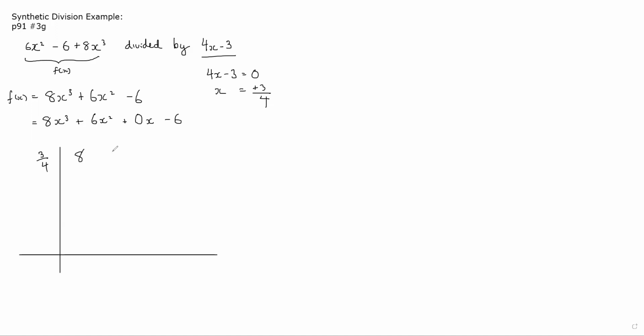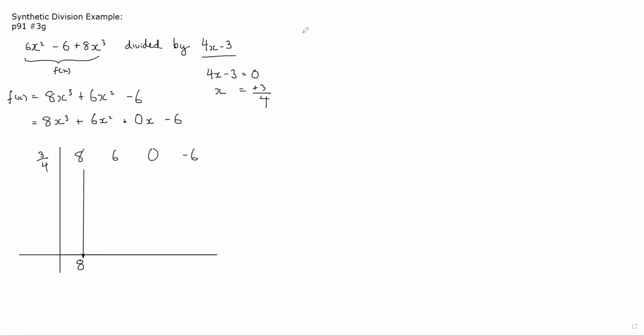And then coefficient 8, coefficient 6, coefficient 0, and coefficient -6. Now, in class, I thought it would be most useful if you don't get hung up on the fact that this is a fraction, and instead know that this is simply a multiplication by 3 with a division by 4. So every number we get on the bottom row, we divide by 4 first, and then multiply it by 3. Following the steps of synthetic division, the first thing you want to do is drop the first coefficient down to start.